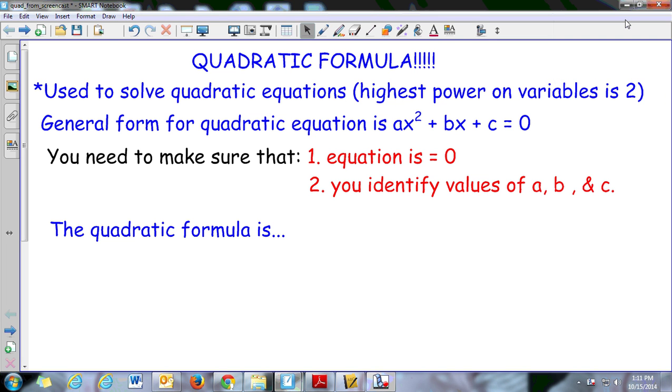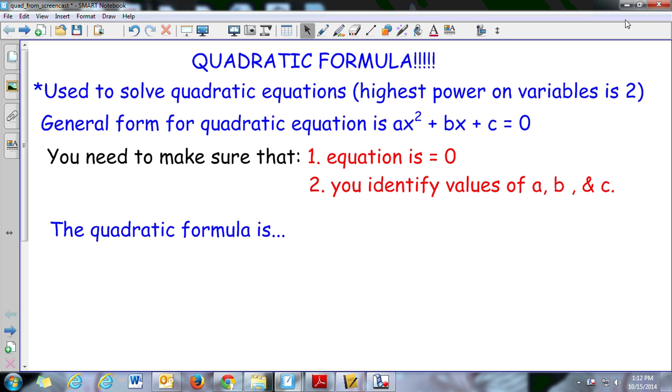Okay, so another quick little mini lesson on the quadratic formula, so you have hopefully a little bit better understanding of how the quadratic formula works in terms of solving quadratic equations. So I've typed out some stuff here for you on this slide. You can see that we use the quadratic formula to solve quadratic equations, and those are equations where the highest power on a variable is going to be a 2.